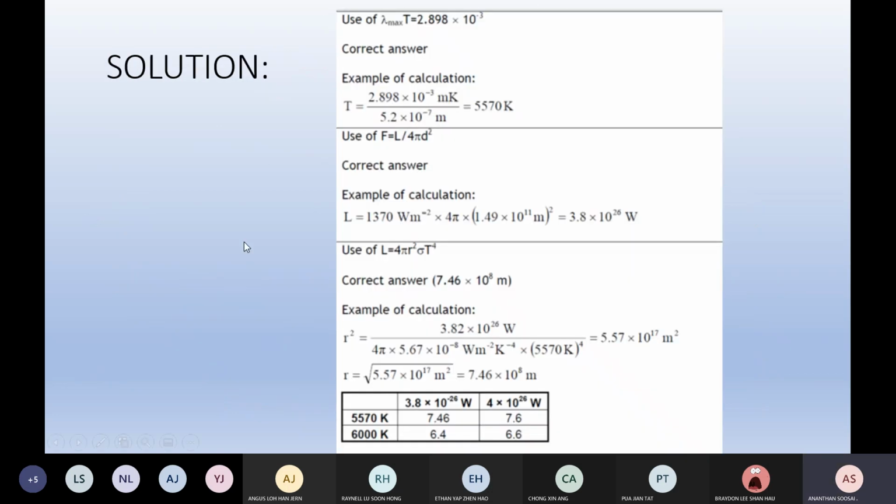So of course, this is the working, right? It must be in your mind. First one is lambda T is 2.9 times 10 power negative 3. You can find the surface temperature. The second one, we want to find the D, the sun and earth distance. So we use the flux formula, luminosity over 4 pi d squared. Prove the luminosity. Then finally, for the radius of the sun, we use Stefan's law. Luminosity is sigma A T power of 4. A is 4 pi r squared. The r is the radius of the sun. So you can work it out.